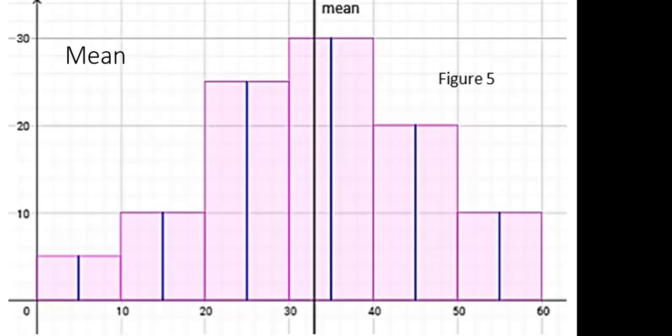So this is a histogram, and if you see the blue lines, that's the corresponding stick figure. So as if the mass is concentrated at the middle of the rectangle, the midpoint of each rectangle. And then it's the same thing again. You know how to get it from a stick figure.